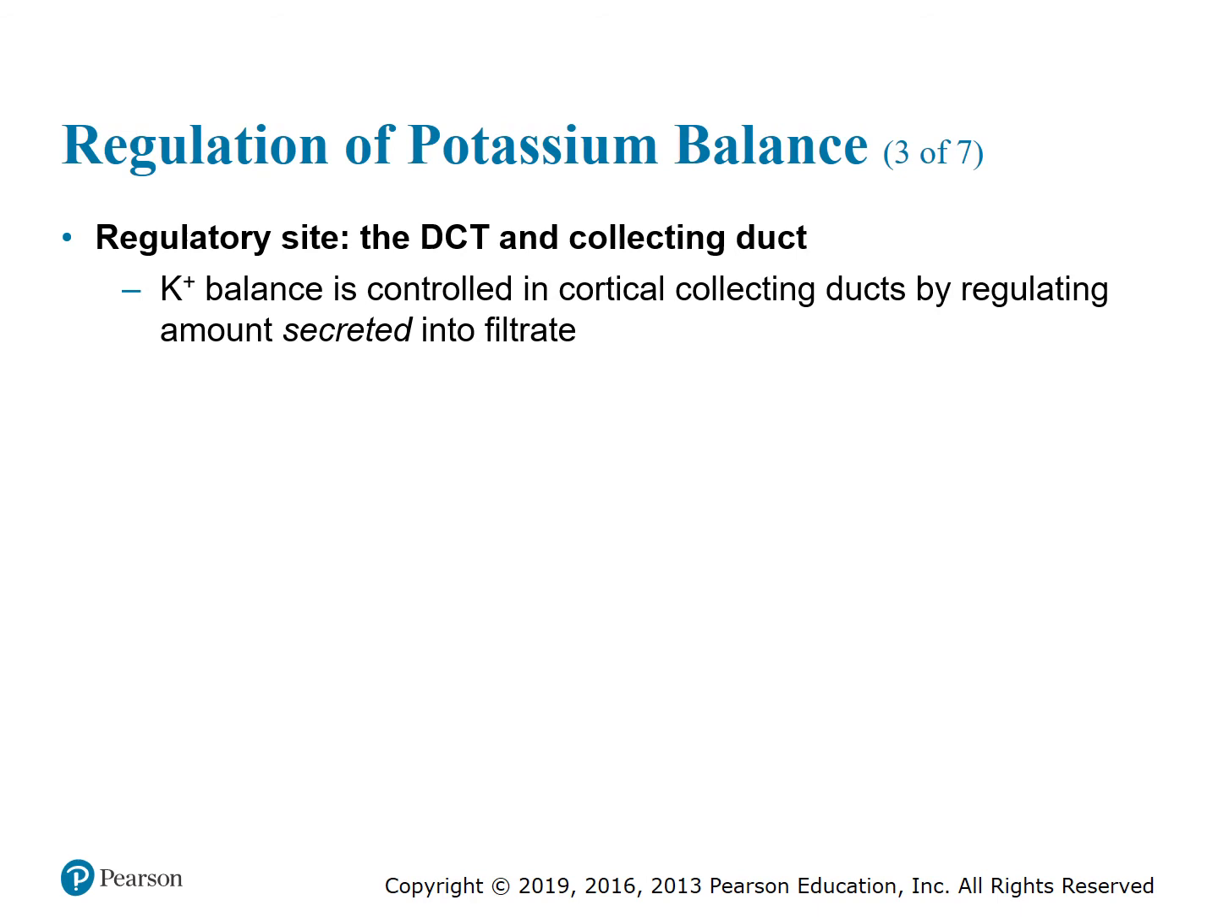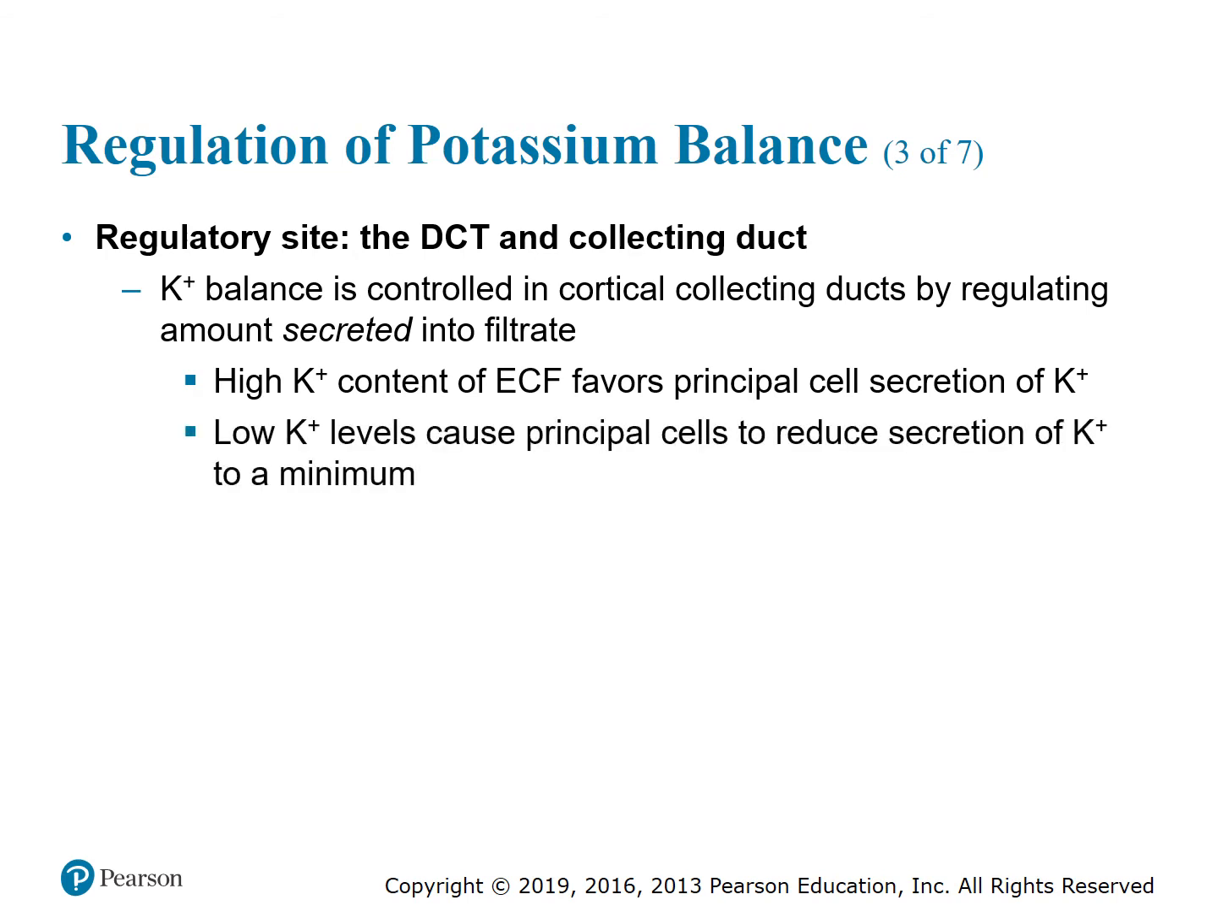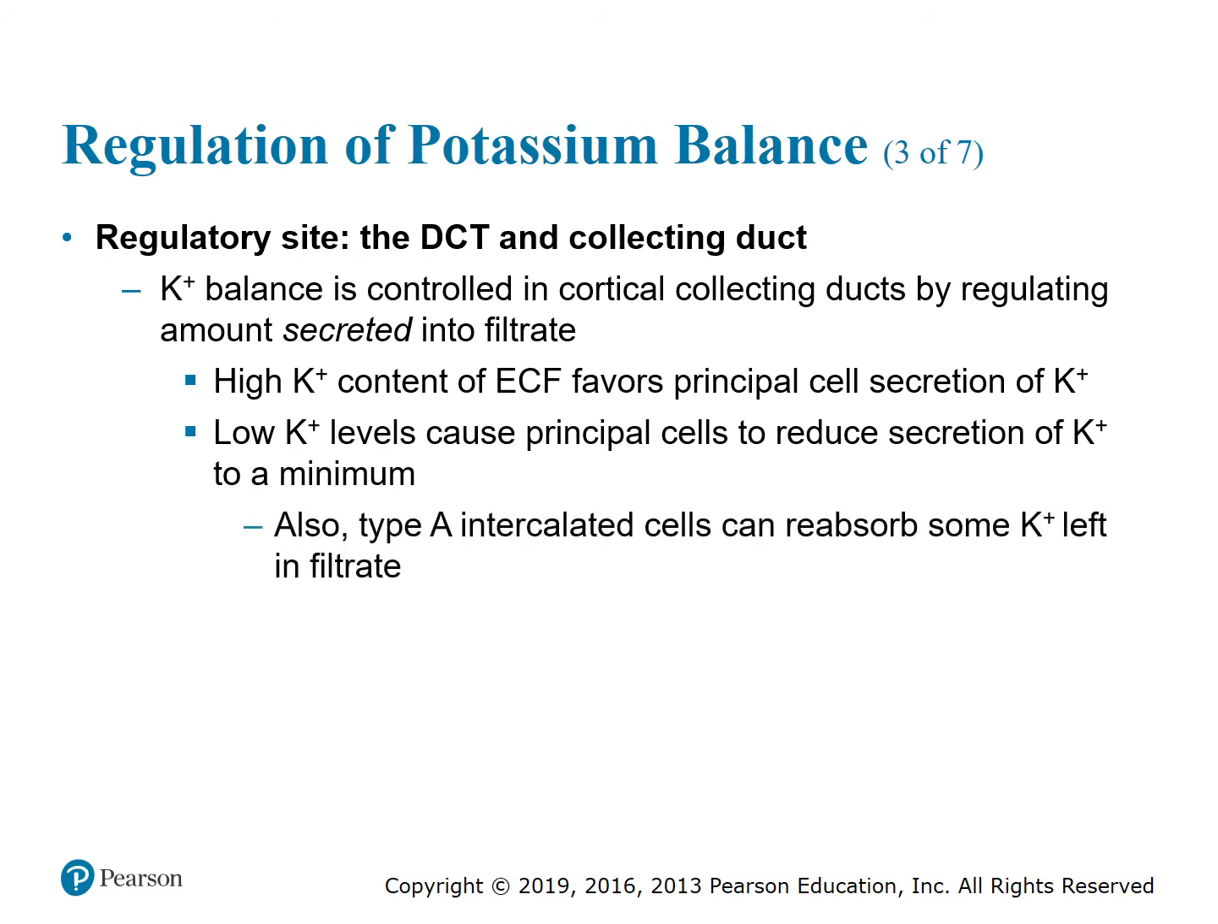If you'll recall, I stated that potassium gets secreted into the filtrate via an antiport protein, and so how active is that antiport protein? It gets regulated, and it determines how much potassium gets secreted into the filtrate. So if you have a high potassium content in the extracellular fluid, then the principal cells will secrete potassium. Lower levels will cause the same principal cells to reduce the secretion of potassium to a minimum.